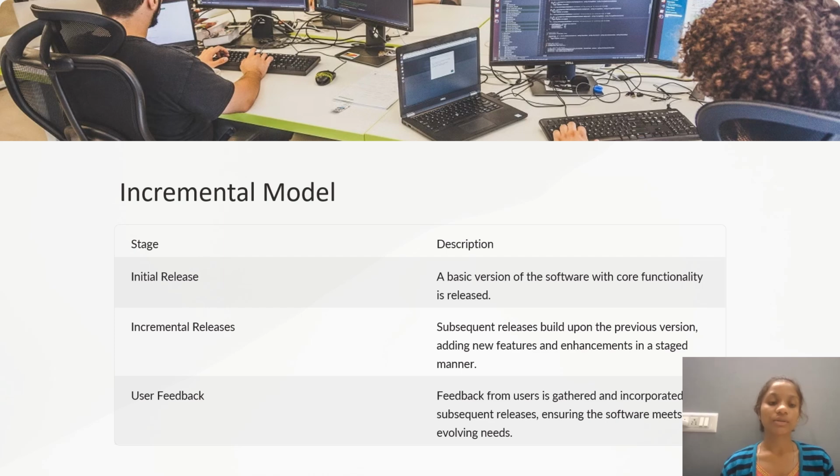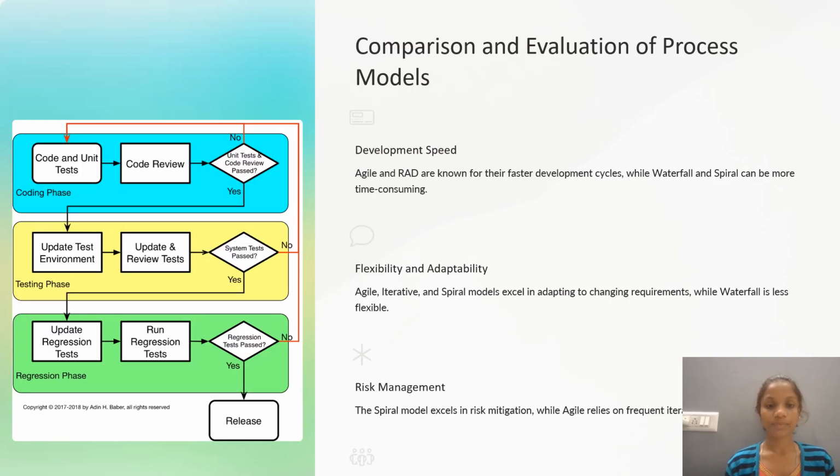Now let me discuss the stages in the incremental model: initial releases, incremental releases, and user feedback. In the initial release, a basic version of the software with the core functionality is released. Subsequent releases build upon the previous version, adding new features and enhancements in a staged manner. Feedback from users is gathered and incorporated into subsequent releases, ensuring the software meets evolving needs.